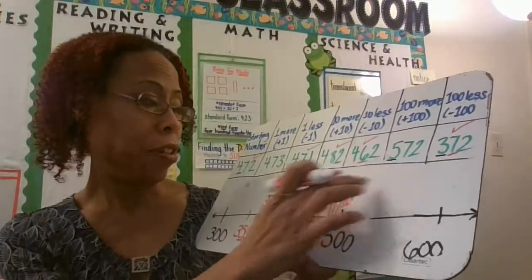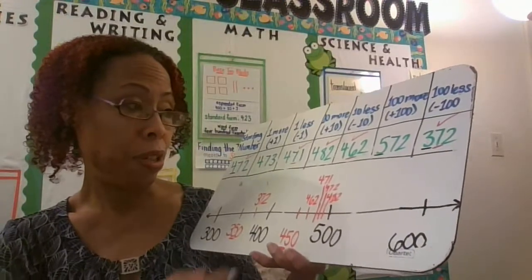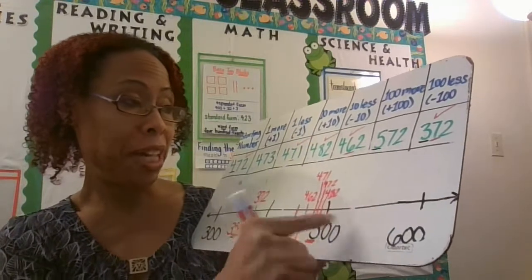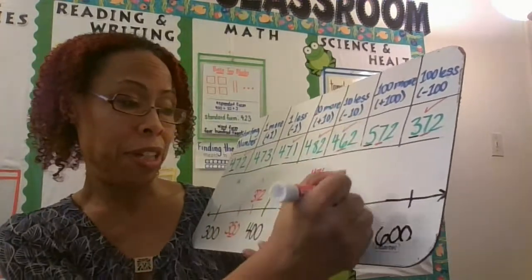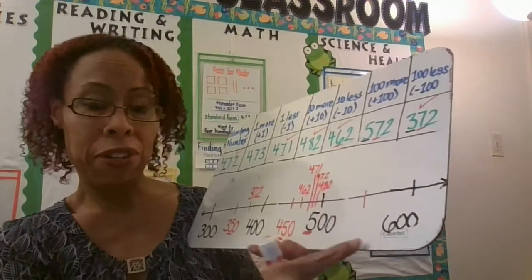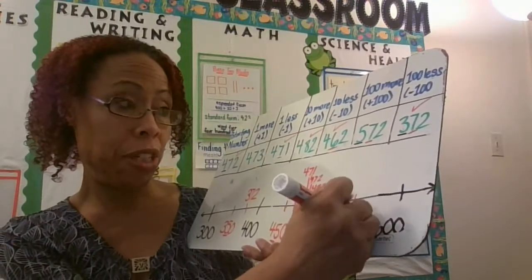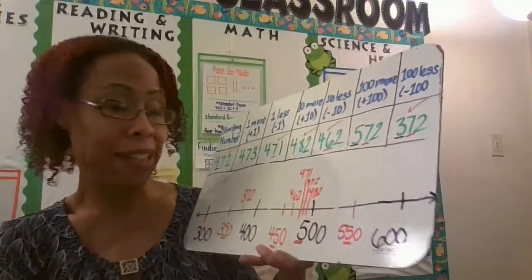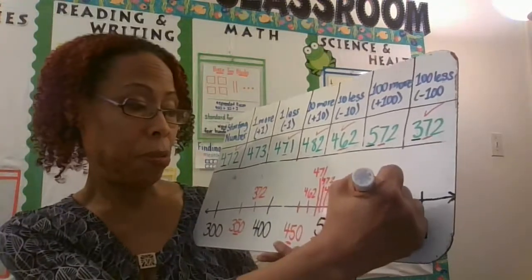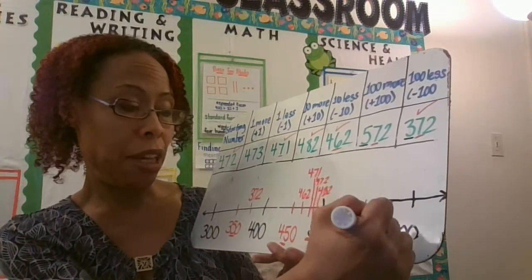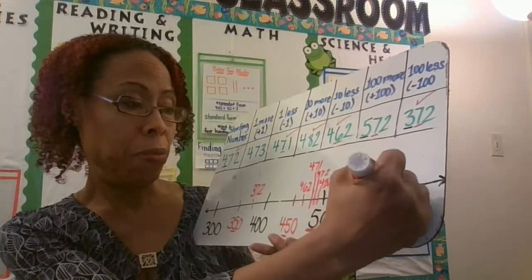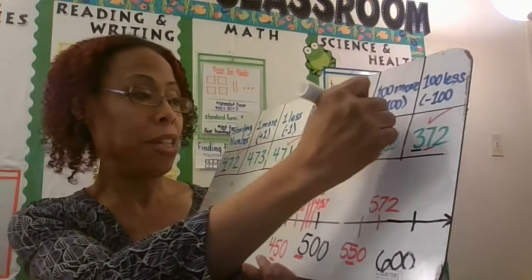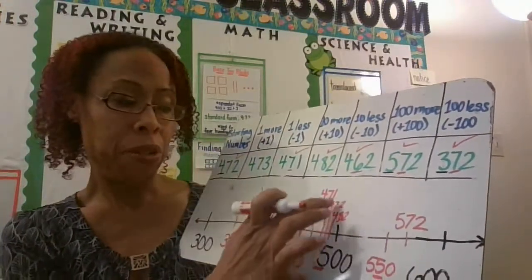All right, and so our final number is 572. So we know that it is at least 500, but it is past 500 because there are 7 tens. Let's look at our benchmark. Halfway between 500 and 600 is 550. So 550 has 5 tens. 572 has 7 tens. So this number is larger or greater than 550. It would be closer to this section, 572. All right, so yes, we did not identify this number, but we know it's going to be right in here.